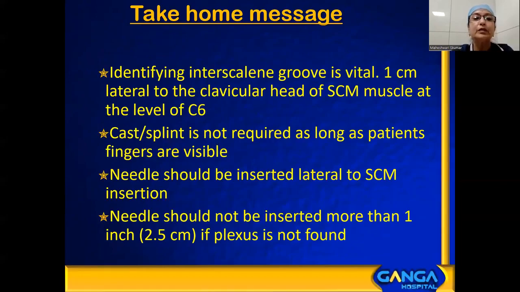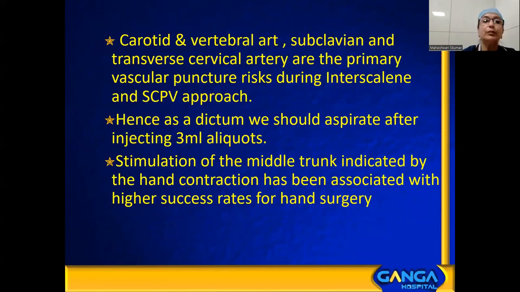Now, the take-home message for this above-clavicular block is that identifying the interscalene groove is very, very important. It is 1 centimeter lateral to the clavicular head of the sternocleidomastoid at the level of C6. And in this, even if a cast or splint is there, we need not be worried. As long as the fingers are visible, it is sufficient. The needle should be inserted lateral to the sternocleidomastoid insertion. It should not be inserted more than 1 inch if the plexus is not found.